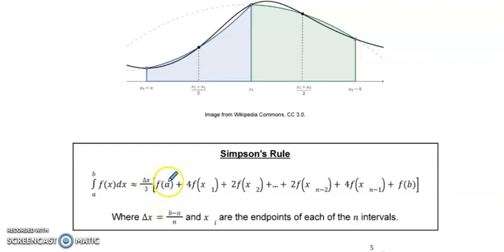And then what you're going to have is the left-hand height of the function and the right-hand height of the function, and every other height in the middle will alternate by multiplying by 4, then 2, then 4, then 2, then 4, all the way to the end.